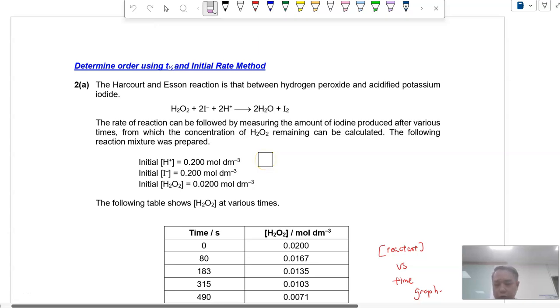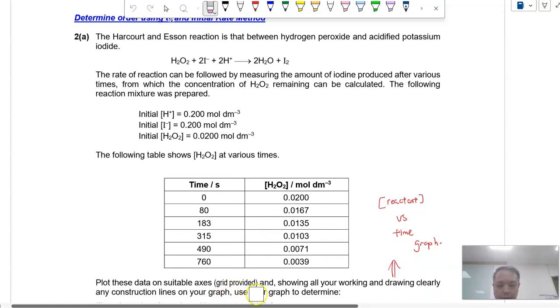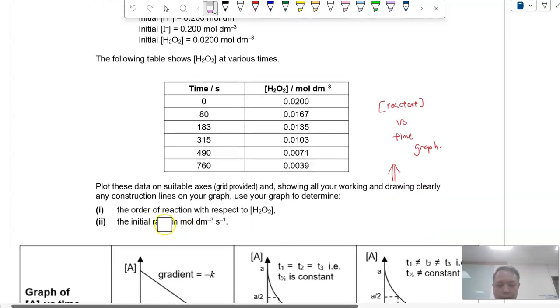Okay, moving on to question 2 of your kinetics tutorial. In question 2, we are supposed to plot a concentration time graph of H2O2 at various time. Alright, and using the grid provided, plot the graph. Okay, and we use the graph to determine the order of reaction with respect to H2O2 and the initial rate.